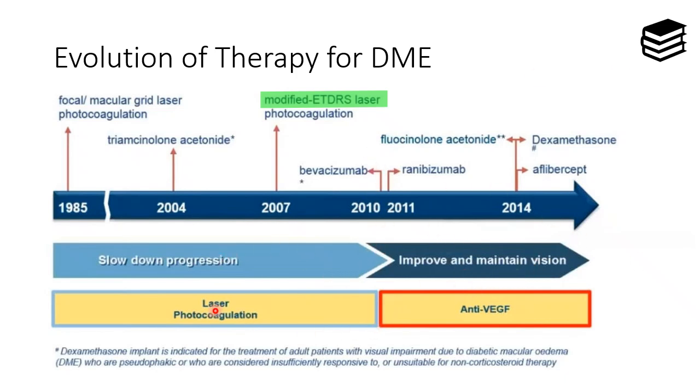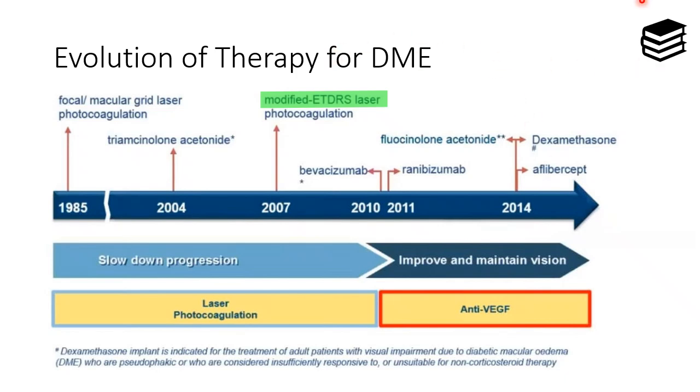So before 2010 was the era of laser photocoagulation and the era of ETDRS, right? And it was mostly the laser being the gold standard of treatment. With the introduction of anti-VEGFs in 2010, now largely anti-VEGFs have superseded the lasers, and they are now the gold standard of treatment of diabetic macular edema in most situations.